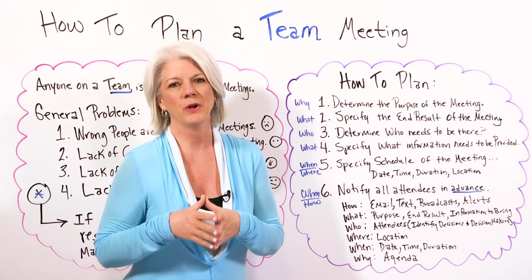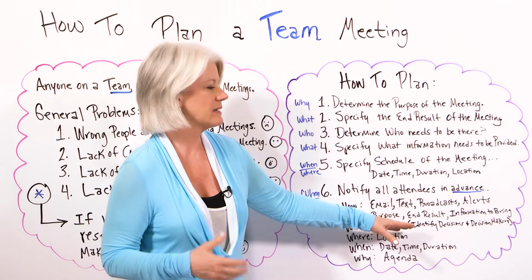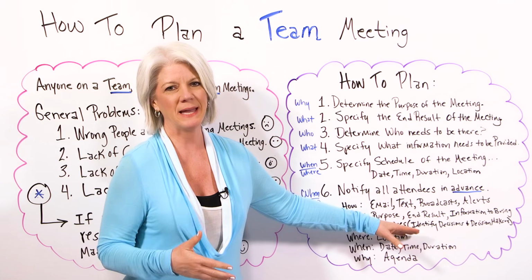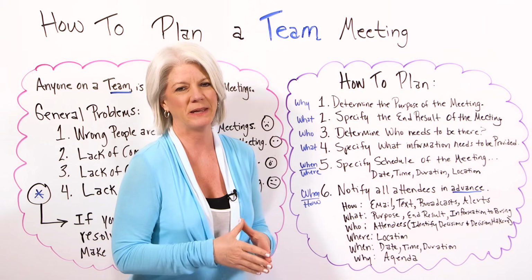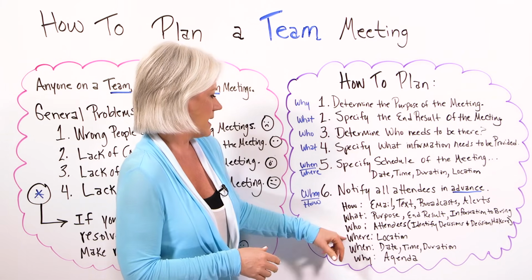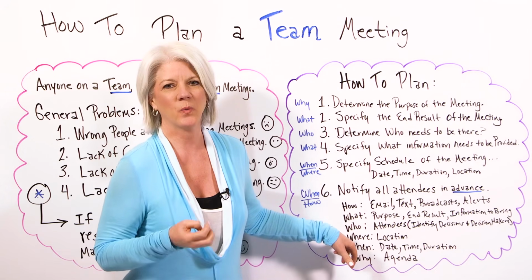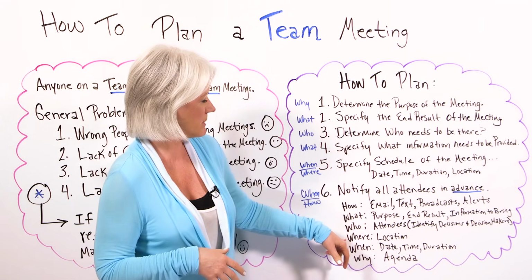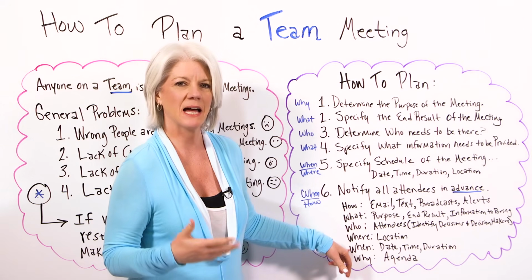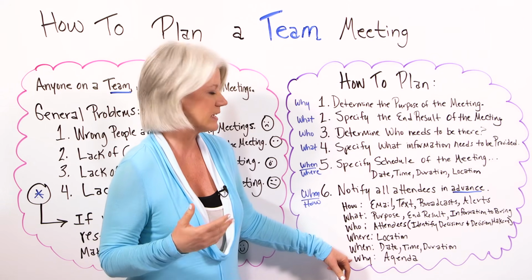And also include the attendees. Let people know who else will be there. Identify the important decisions that will be made and the expected decision makers that you need there. And also let them again know where the location is for the meeting. Let them know the date, the time, and the duration, and then the agenda.